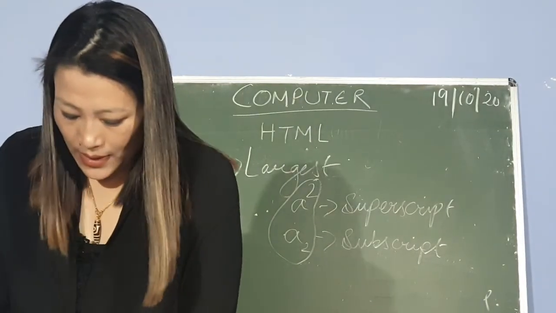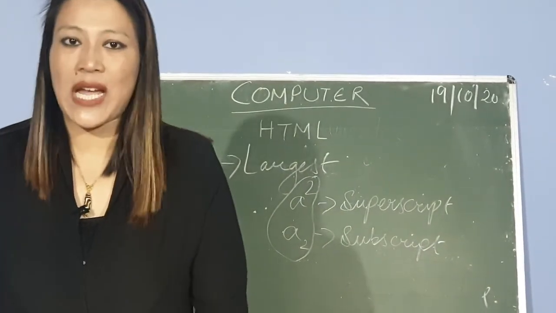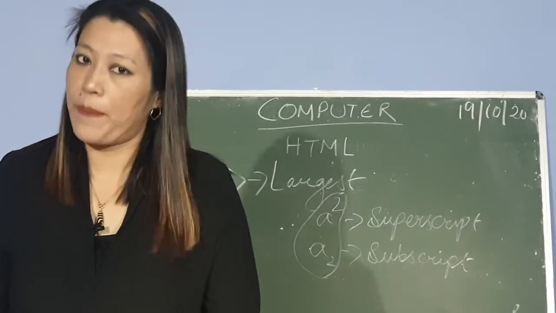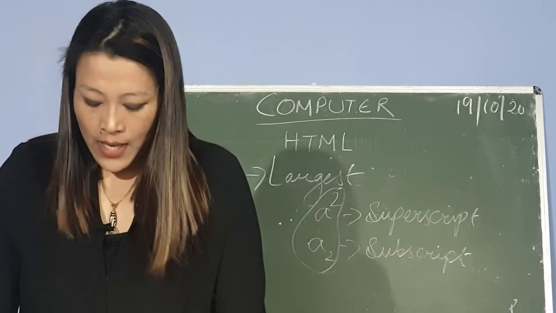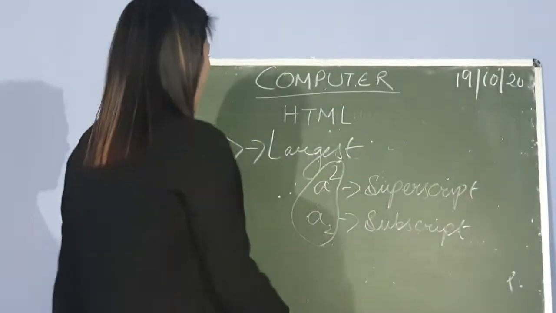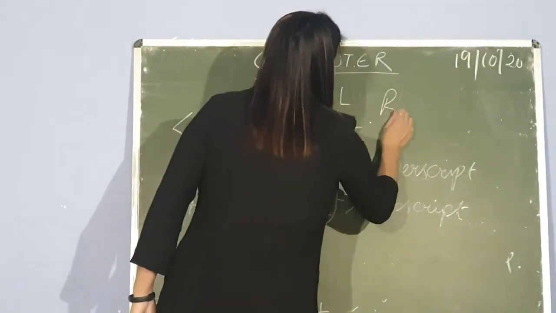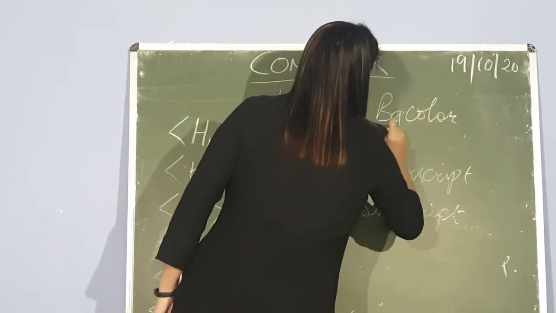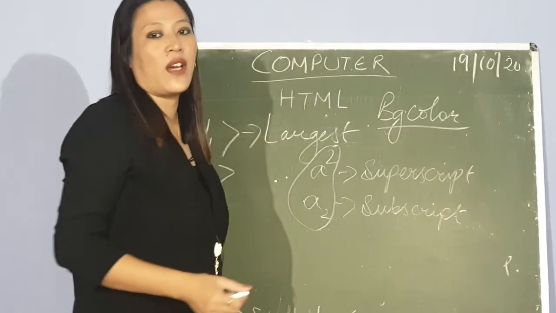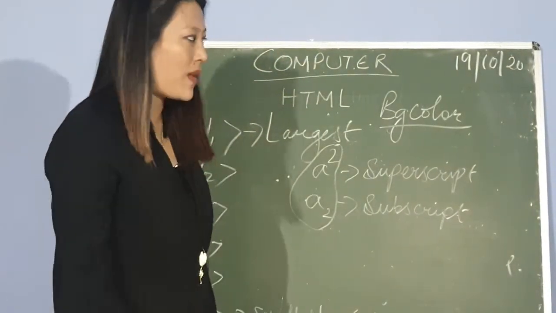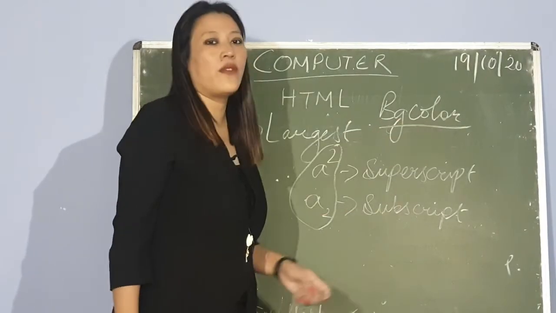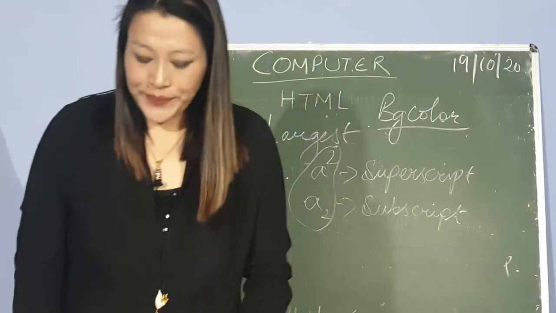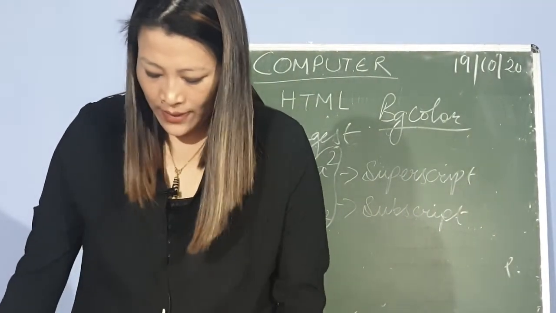Then comes tag attributes. Tag attributes are used when you want to change the color of your web page, the background color of your web page, then you can use BGCOLOR like this. So make sure you will not write COLOUR with a U, because the computer will not accept that spelling. So color will be COLOR. BGCOLOR will change the background of your web page, okay?